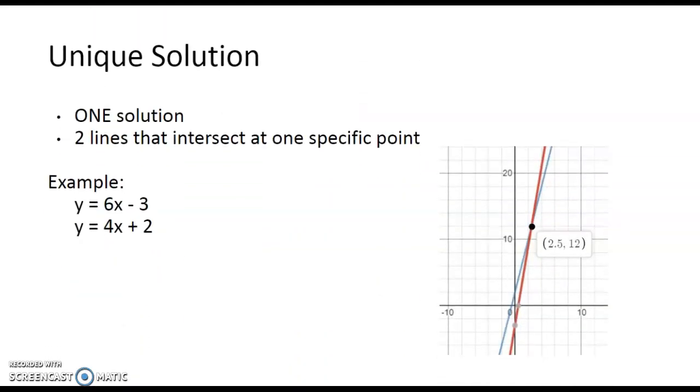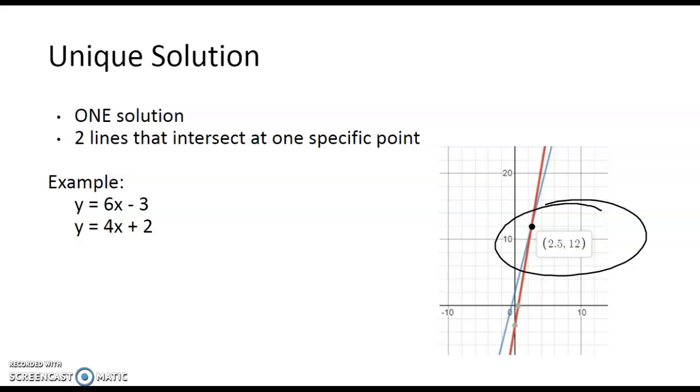So starting with unique solutions, these are systems of equations that have only one answer, or one shared ordered pair, where the two lines intersect. So when we look at this example, y equals 6x minus 3, which is our red line here, and y equals 4x plus 2, which is our blue line, we can very clearly see that they intersect one time at the point (2.5, 12). So (2.5, 12) lies on both lines. It makes both equations true. So that would be our solution.